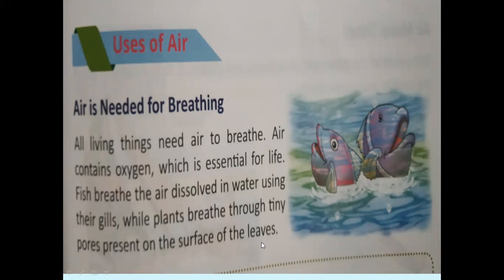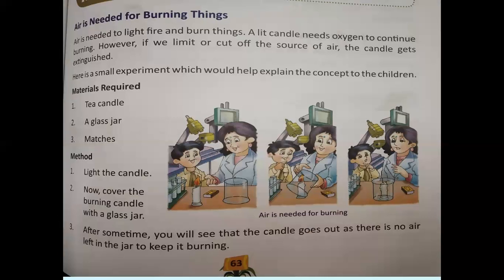If we talk about plants, beta, the leaves of the plants have very tiny pores. That is called stomata. And with the help of that, they breathe. Next, air is needed for burning things. Yes, to burn anything, we need air. Air is needed to light fire and burn things. A lit candle needs oxygen to continue burning.